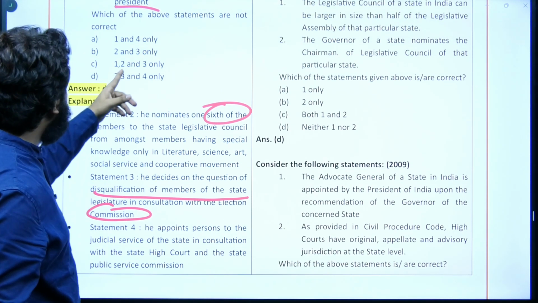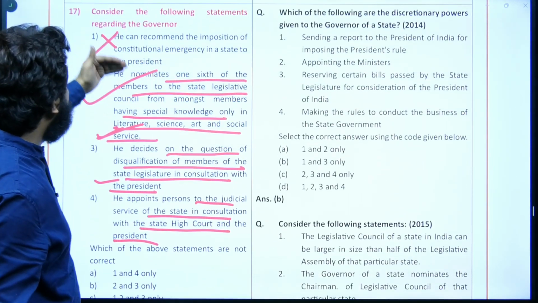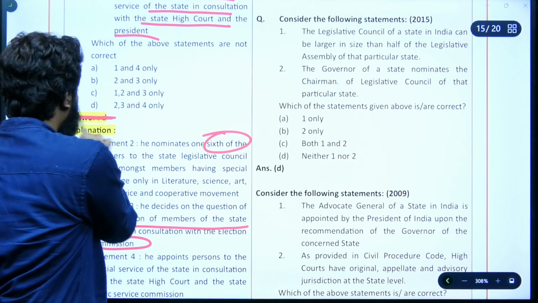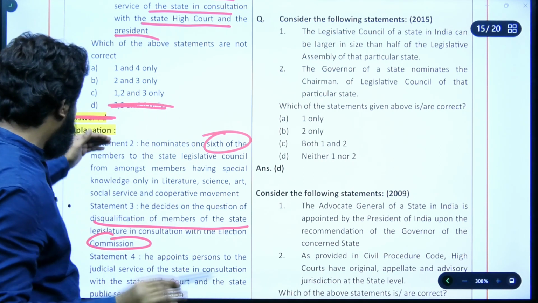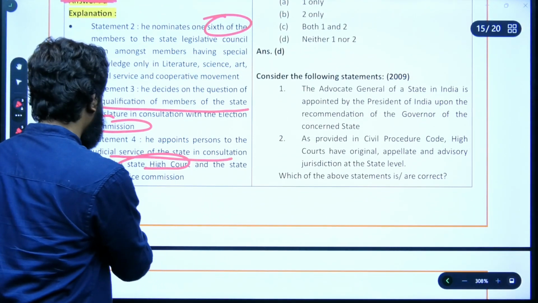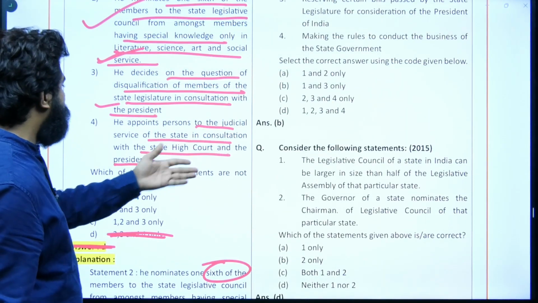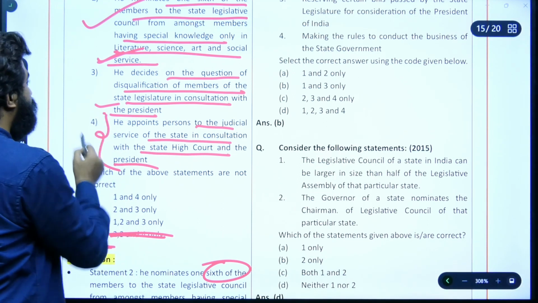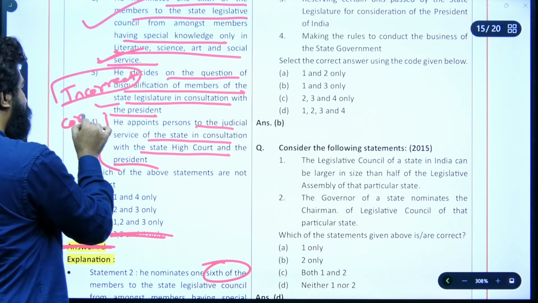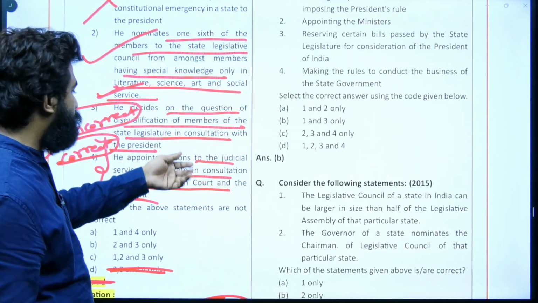But here statement 3, come upwards. Here, consider the following statements. Please do not consider this as a typo error. Okay, do not worry, these typo errors can be rectified. Please come to the fourth statement. He appoints persons to the judicial service of the state in consultation with the High Court and State Public Service Commission. I think incorrect should be given here, rather than asking correct. By mistake, a typo error, it was asked as correct. Do not worry, we will rectify it in our original PDF document.